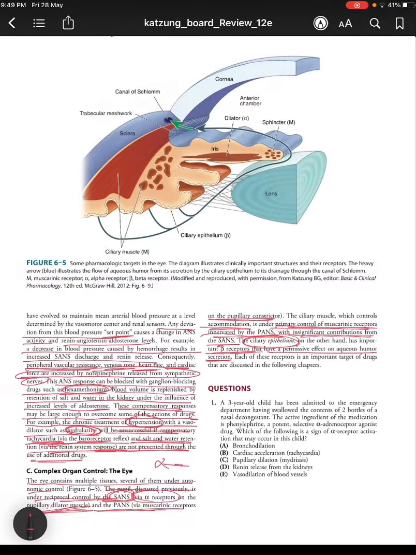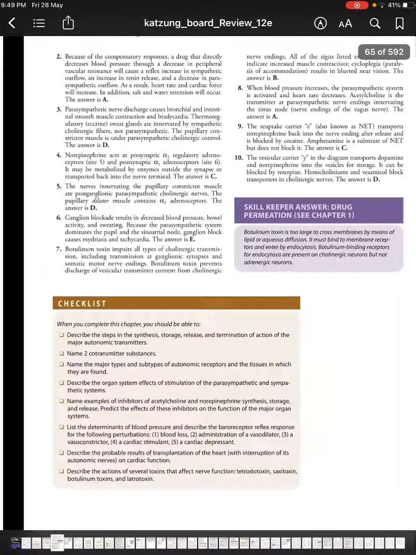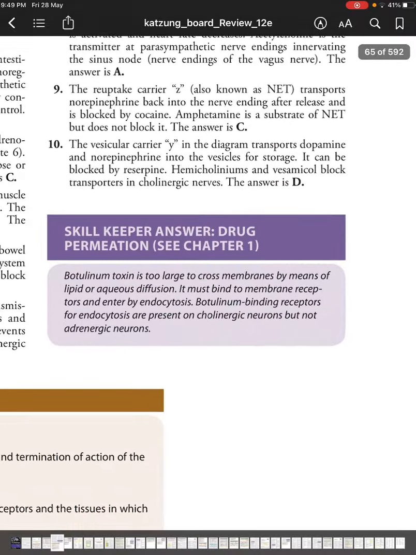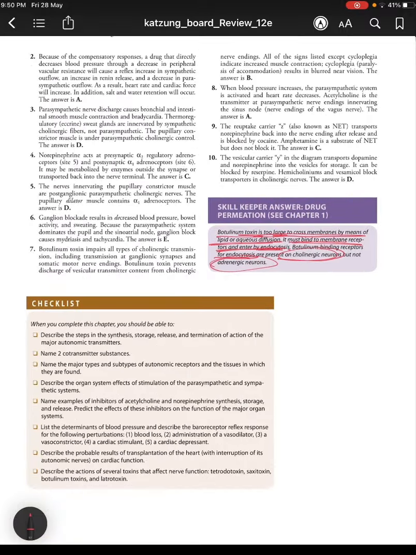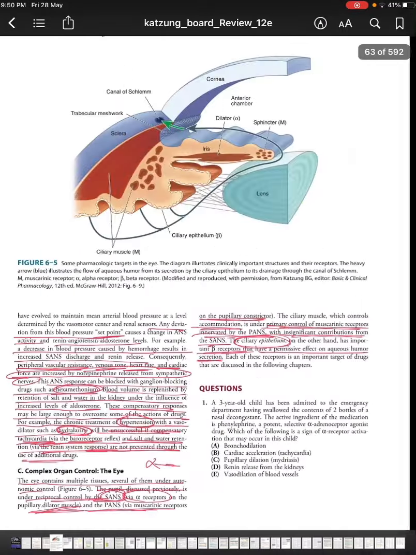Okay, so we already discussed an important case related to the botulinum toxin. It is too large a molecule to cross membranes by means of lipid or aqueous diffusion. It must bind to membrane receptors and enter by endocytosis. Botulinum binding receptors for endocytosis are present only on cholinergic neurons but not on adrenergic neurons. Okay, so that's it with this chapter.